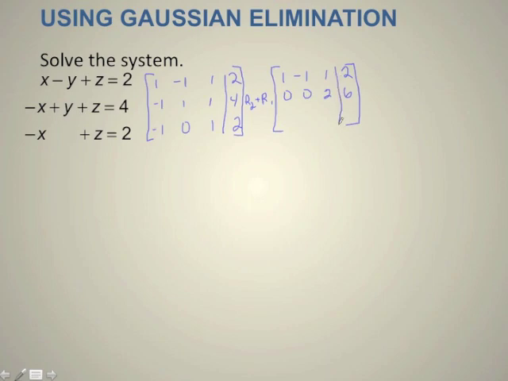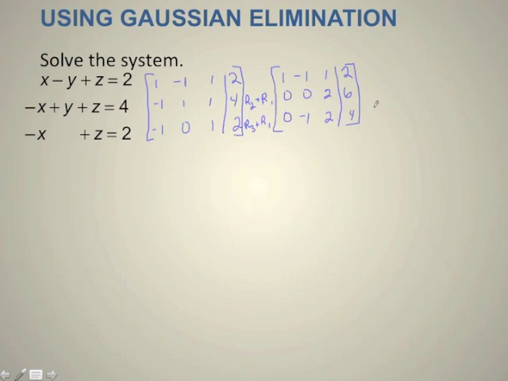Now, many textbooks will do another step, copy row 3 here and do another step. I like to save paper and time. So I'm going to take row 3 and add row 1 also, since that will also give me the 0. So 1 plus -1 is 0. -1 plus 1 is -1. 1 plus 1 is 2. And 2 plus 2 is 4.